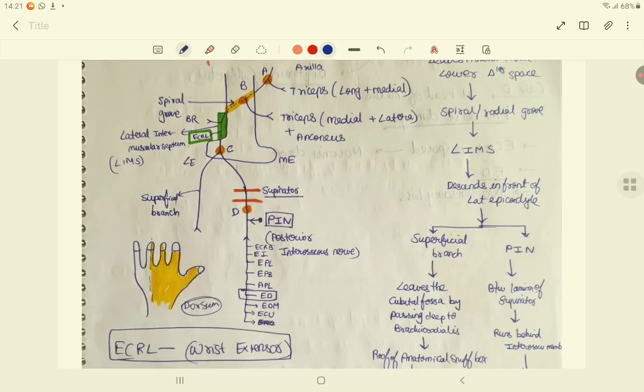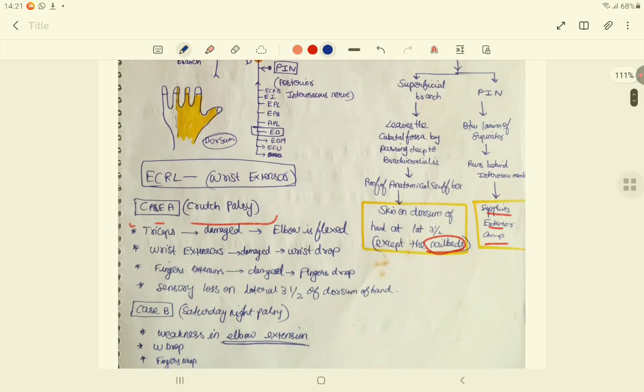So when this particular part is affected, the entire course of the radial nerve, or the entire muscles which the radial nerve supplies below that point, will get affected. Now let us talk about the muscles which are going to be affected because of the paralysis at that point. First is the triceps.